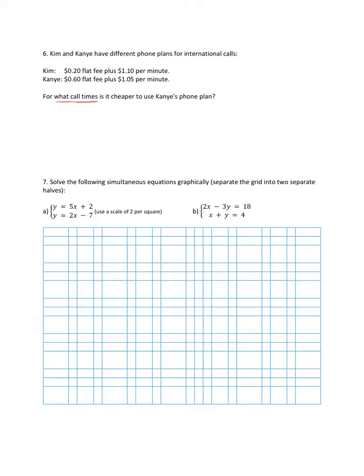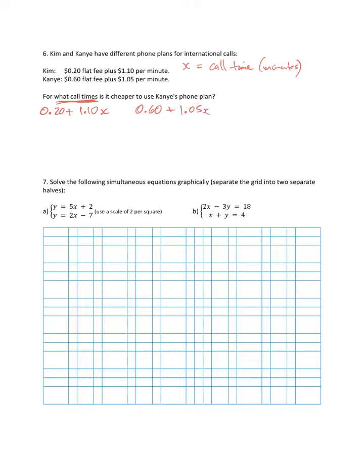So, what call times? x is going to be call time. We're working in minutes here. So Kim's plan, the cost with a call time of x, is going to be 20 cents, 0.2, plus $1.10 for every minute of call. I'll do it to 2 decimal places: 0.20 plus 1.10 times x. That's Kim's. This is Kanye's: 0.60 plus 1.05x.